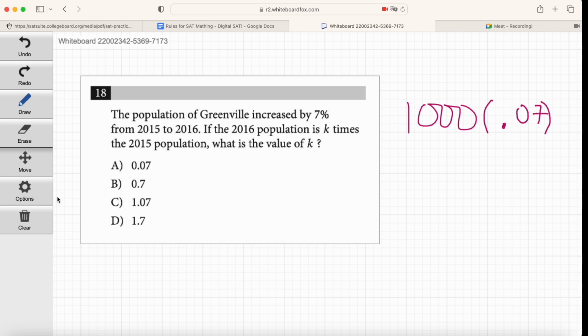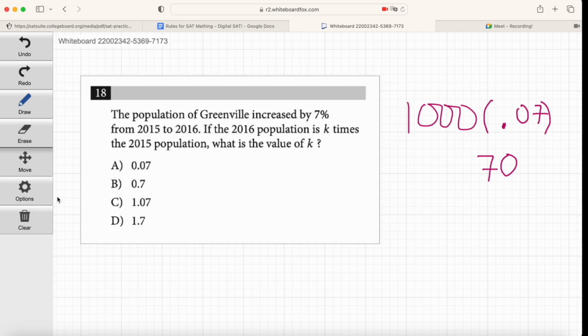1,070. Well, not if you multiply by 0.07. I'm doing 1,000 times 0.07. What do you get? 70. That gives you 70, right? Now, if you multiply by 0.07, you're finding 7% of 1,000. You're not going to get the population in Greenville after a 7% increase by multiplying by 0.07. Does that make sense, Tanner? Yeah. So the increase is 70. You're literally calculating the increase there. That's fine. You can add that back to 1,000.